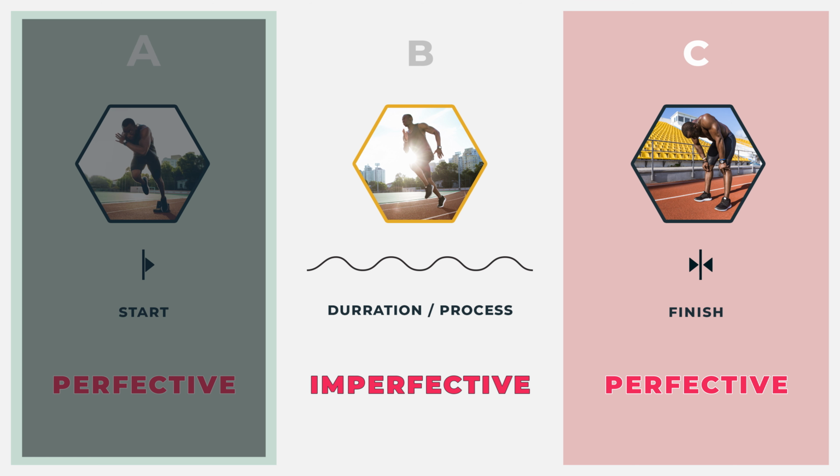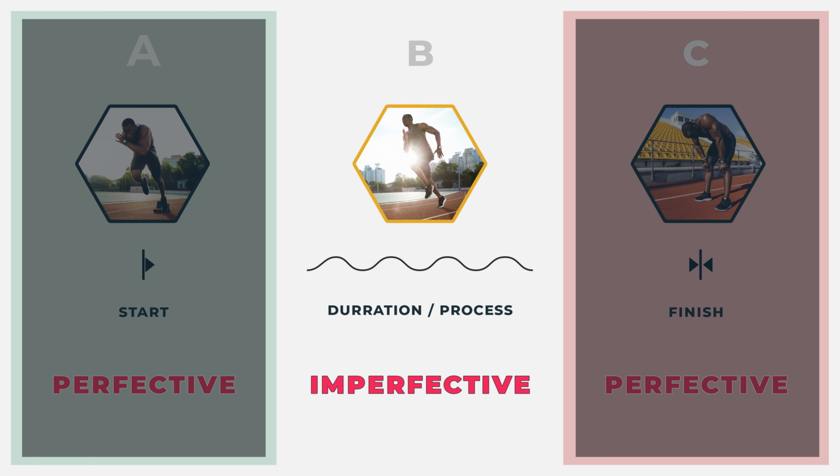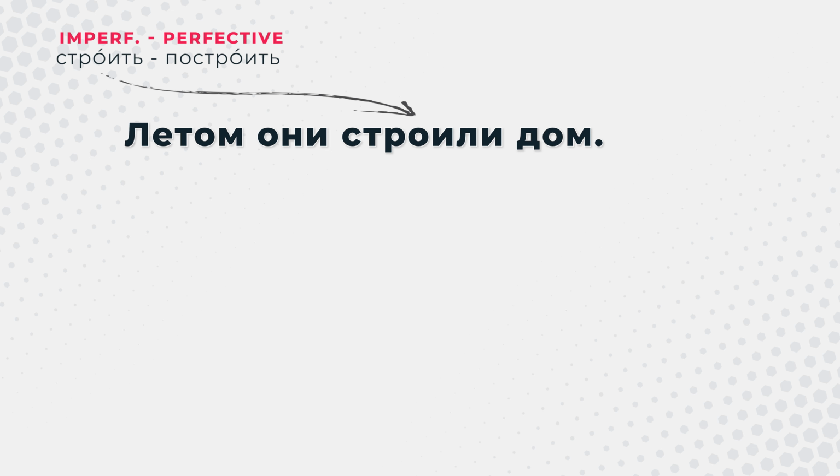Okay, we know it's not A because we're really not talking about when it started. We know it's not B because we don't know if they finished building the house or not. We're not concerned about telling the person that. That's not relevant to this story or to this context of the conversation. What's relevant is the fact that they were building it in the summertime. Maybe they finished it, maybe they didn't. And so that is section B. And we know that B takes the imperfective form. And so we would say, Летом они строили дом.